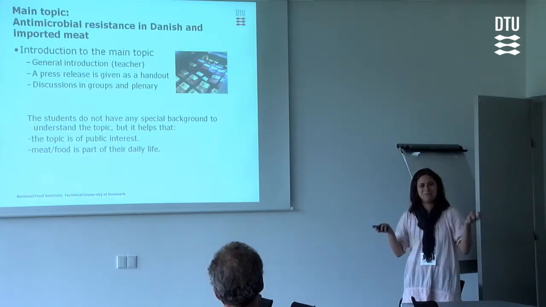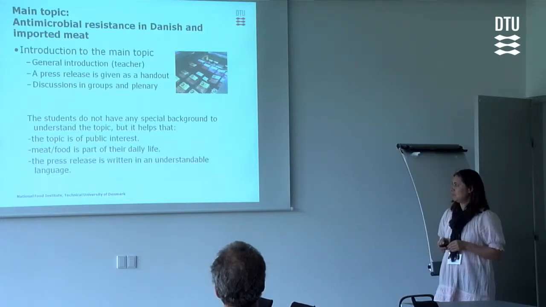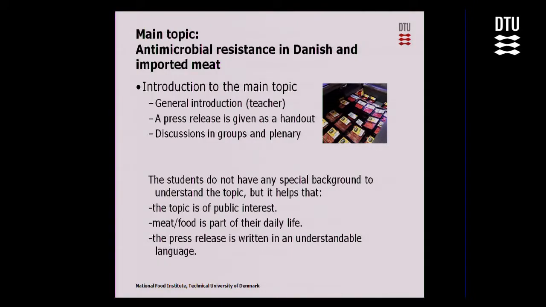This is at a level where they can read it and understand it, because it's made for journalists. Because they do not have any special background, it helps them that this is a topic of public interest. Meat and food are part of their daily life, so they know something about it. And the press release is in a language they can understand. So we get a pretty good discussion where they can come up with a lot of things that we can work from and elaborate on.